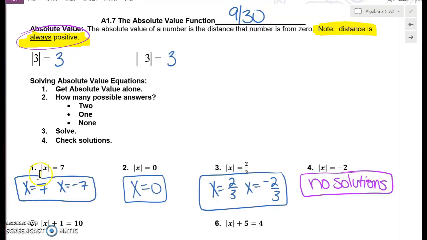So let's take a look at these 4 problems. If absolute value equals a positive number, we ended up with 2 solutions. If the absolute value equaled 0, we ended up with 1 solution. And if the absolute value equaled a negative number, we had no solutions. So you may want to jot in there, if the absolute value equals a positive number, it's 2 solutions. If the absolute value equals 0, it's 1 solution. And if absolute value equals a negative number, it is no solutions.